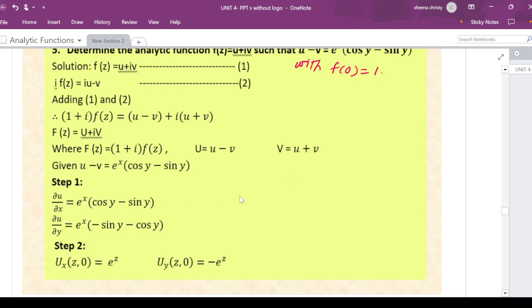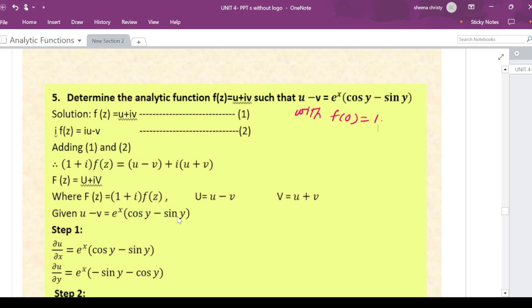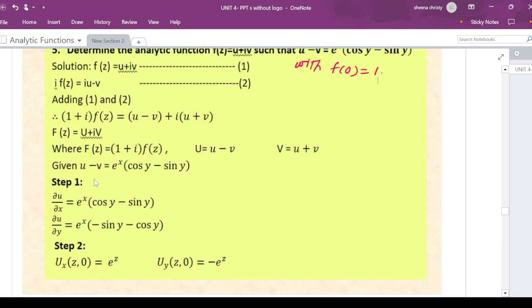What is the function given? Here it is e^x (cos y − sin y). So differentiating capital U with respect to x, only one term has e^x, and the derivative of e^x with respect to x is e^x itself, times (cos y − sin y). Then differentiating U with respect to y partially, the derivative of cos y is −sin y and the derivative of sin y is cos y, so we get (−sin y − cos y) times e^x.